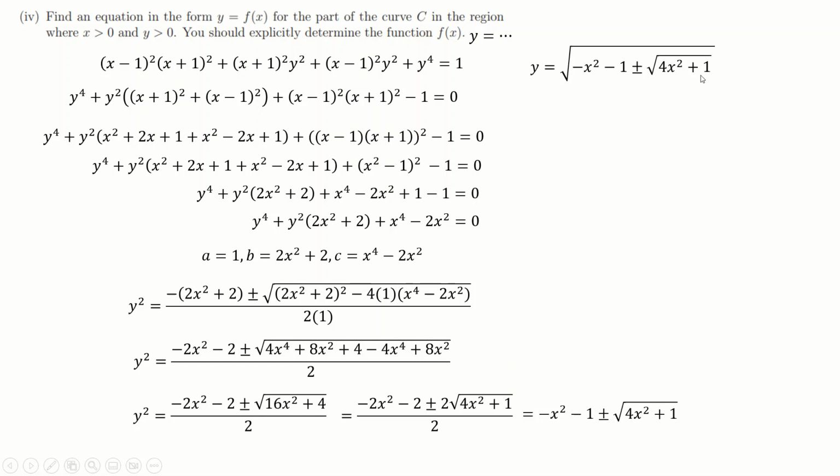Now the thing is, y has to be positive, because we're in this region. So minus, minus, minus, I mean, you can't even take the root of that, so this must be a plus to have any hope. And because y is positive, I don't need the plus or minus, I know it must be the positive one. So I think y must be this.